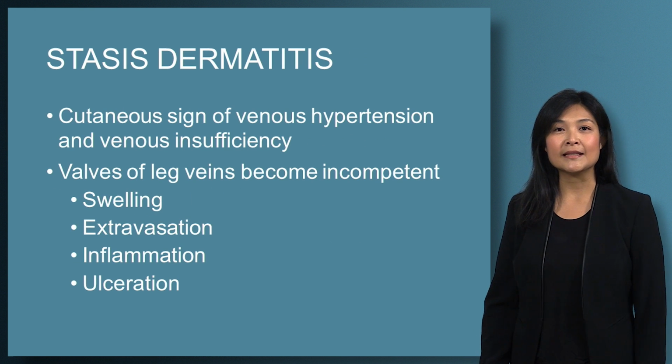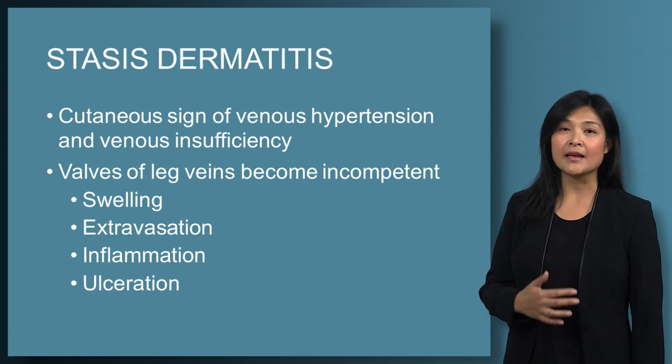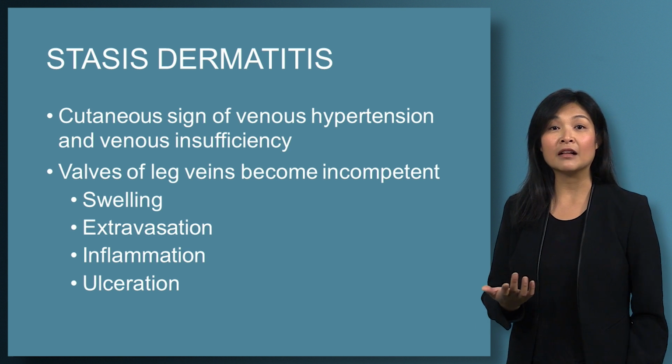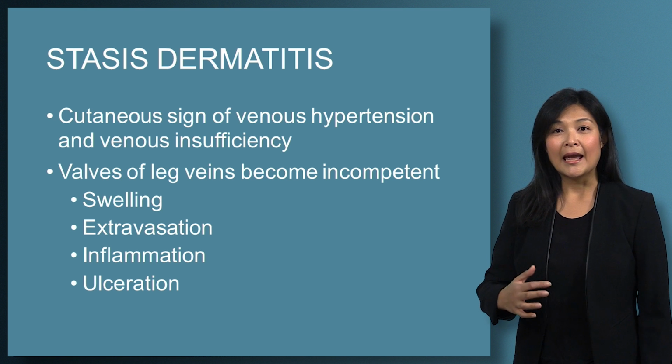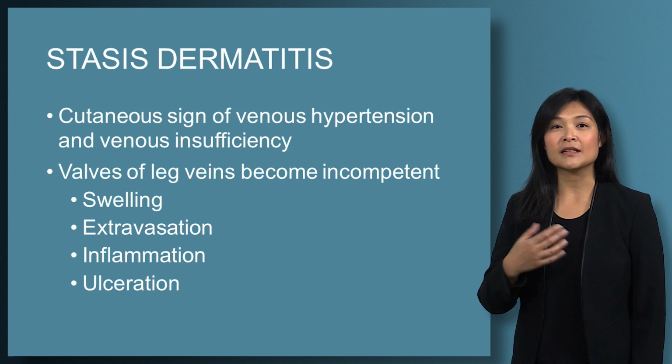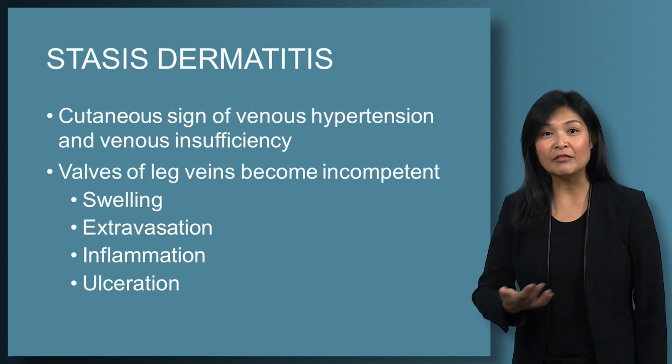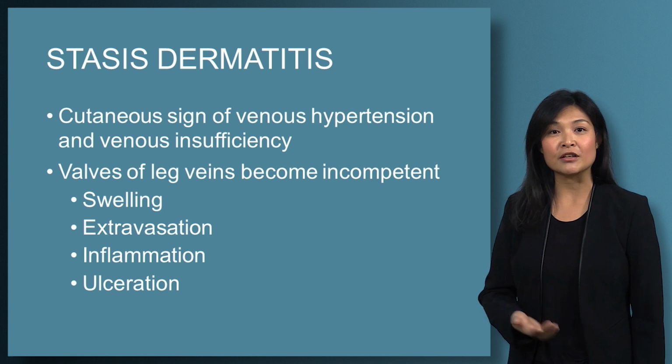So stasis dermatitis is really a skin sign, or a cutaneous sign, of venous hypertension and venous insufficiency. What happens is the valves in the legs become incompetent, and when the blood backs up, it causes swelling, extravasation of the blood, inflammation, and then if that inflammation persists, it can cause ulceration of the skin.